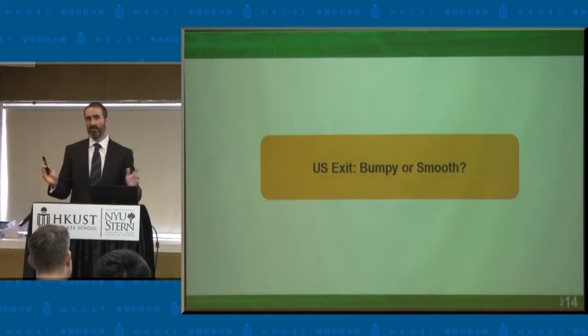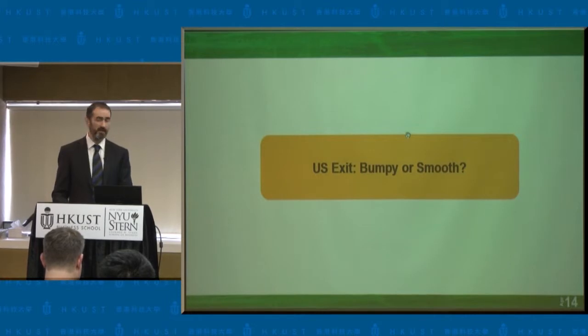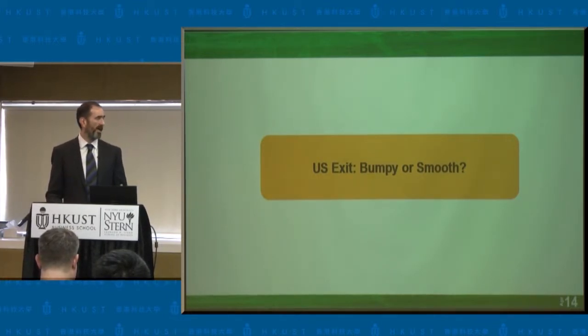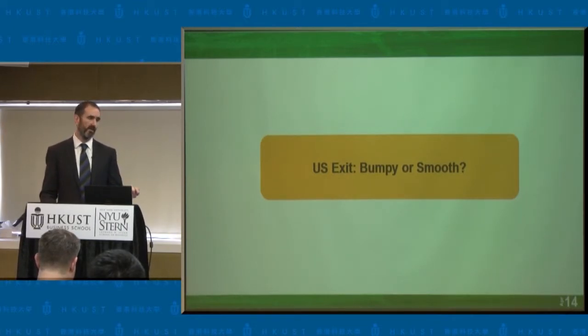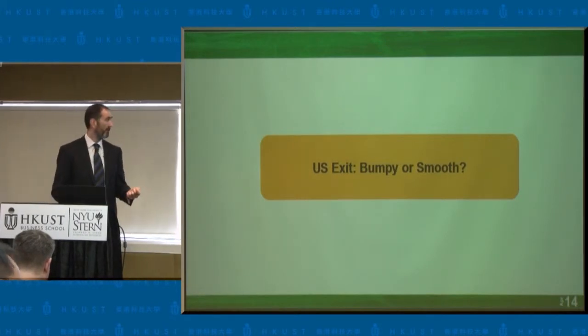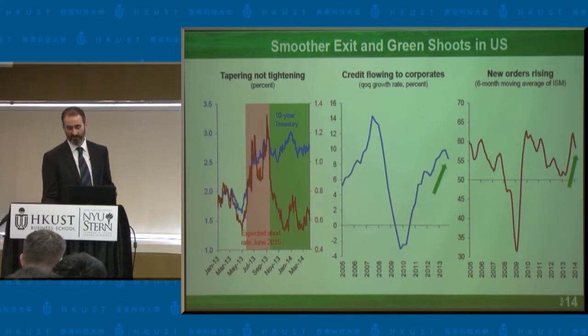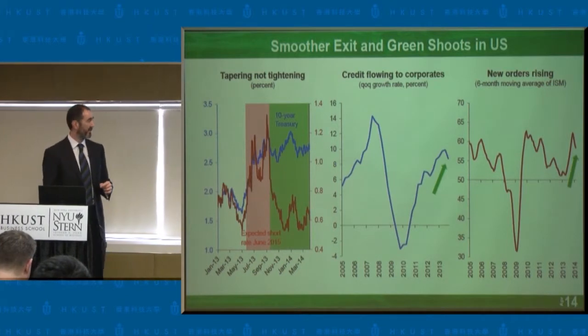Okay, so that's just a little bit of background. Let me now just touch on the US and how we're thinking about the outlook for US financial conditions and what the spillovers of that might be. And there's been quite a lot of action in the US that's been quite unique to this cycle.